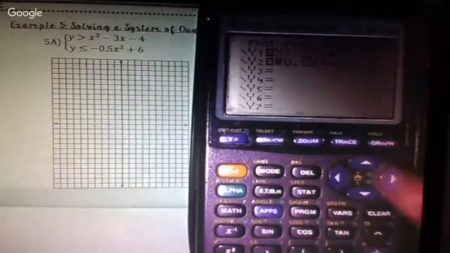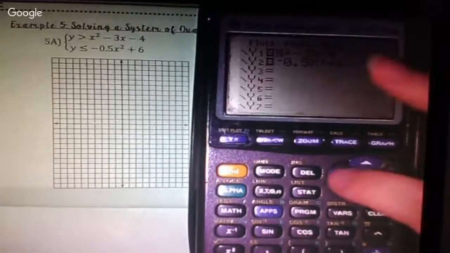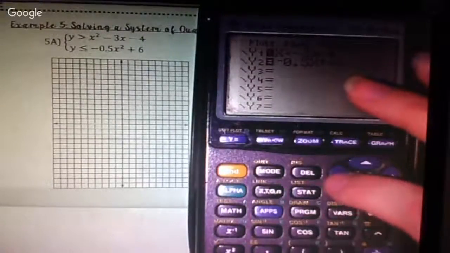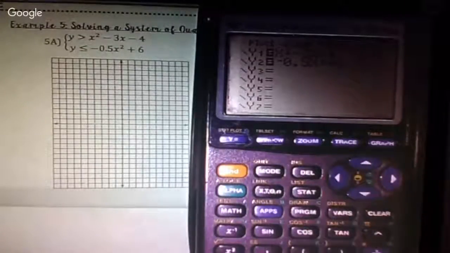Okay, now I want you to scroll up. Okay, so get your little flashy piece right there on top of x squared. And then I want you to press to the left. It takes you to the equal sign. Go to the left one more time. It takes you to the y1. Okay. What is this symbol if it's an arrow pointing to the right?